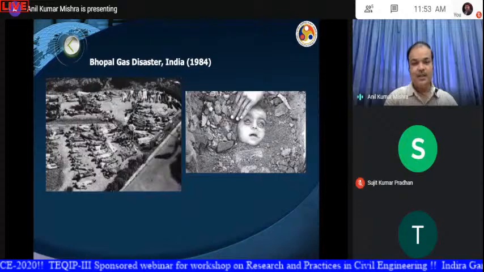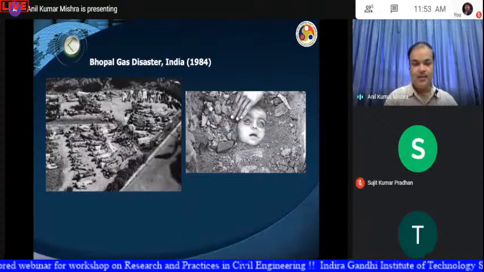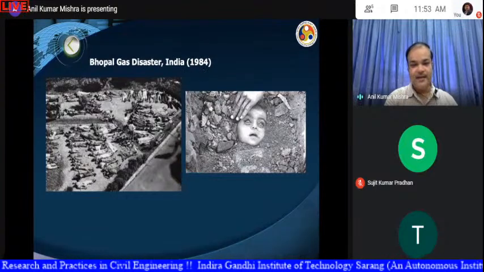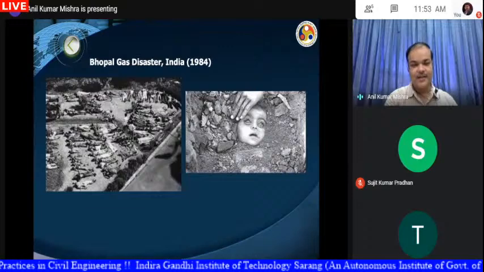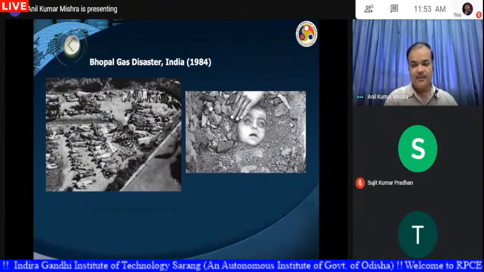Another example is the Bhopal gas disaster. This is a typical problem of air pollution. You might know that in 1984, because of the release of toxic gas, thousands of people died.